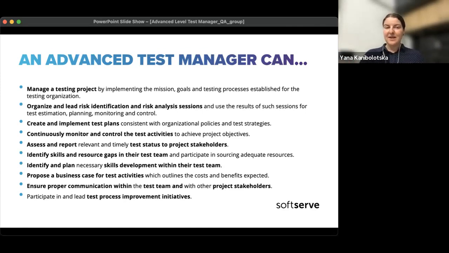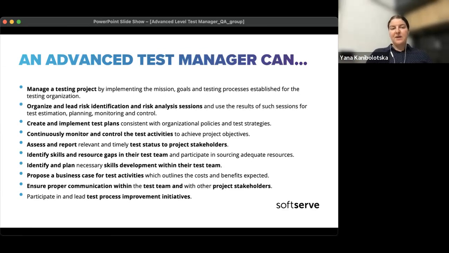So the first one is what an Advanced Test Manager can do. An Advanced Test Manager can manage a testing project. If you are already thinking about passing the certification, probably you already have this experience of managing a testing project. If not, then it's really better to gain this experience before passing the certification. It will be much, much easier for you.